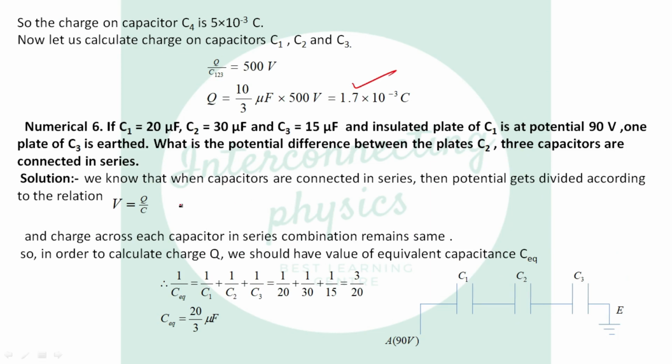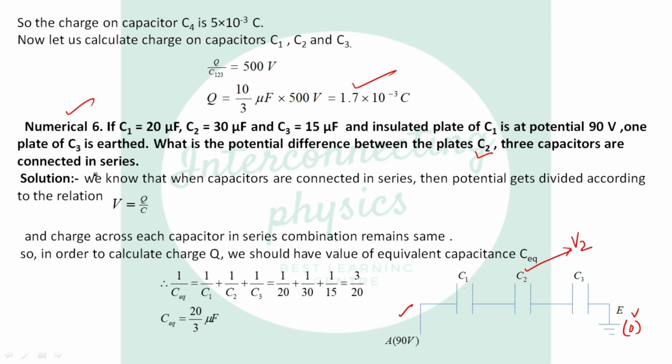Okay. Now numerical number 6. Suppose we have 3 capacitors in series and the left plate of C1 is connected at 90 volt potential and one plate of C3 is earthed. This plate is earthed. Earth means zero potential. Okay. Now what is the question? What is the potential difference between the plate C2? That means we have to calculate the potential V2 across C2.